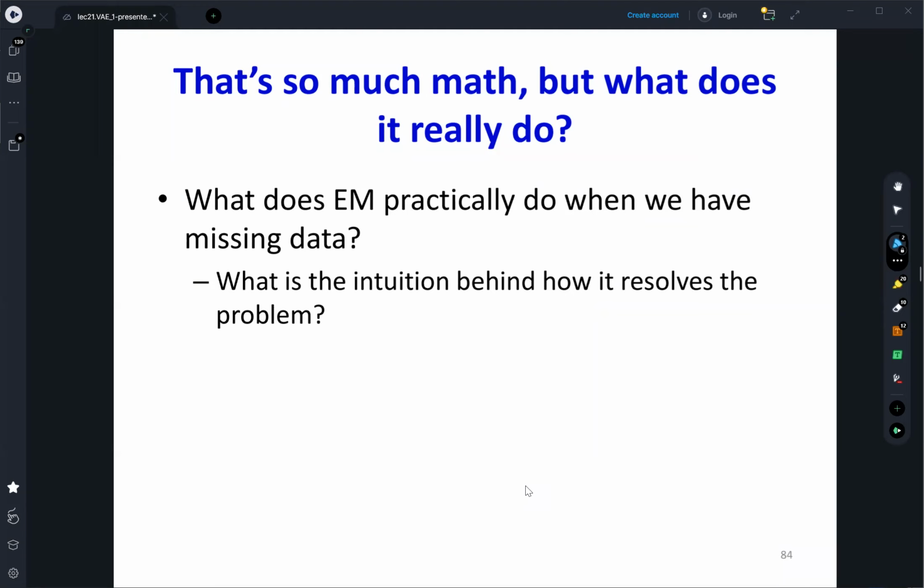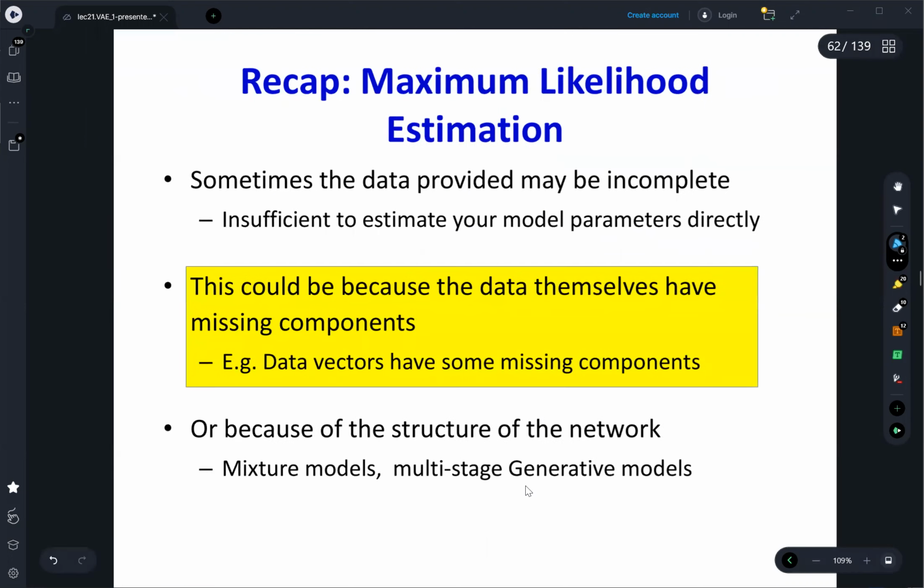So that's so much for math, right? But I don't know about you, math is very opaque to me. It doesn't make a lot of sense. So let's try to see what happens in the real world. What does it practically do? What is the intuition behind it? And how does it resolve the problem of missing data? Let's look at two examples.